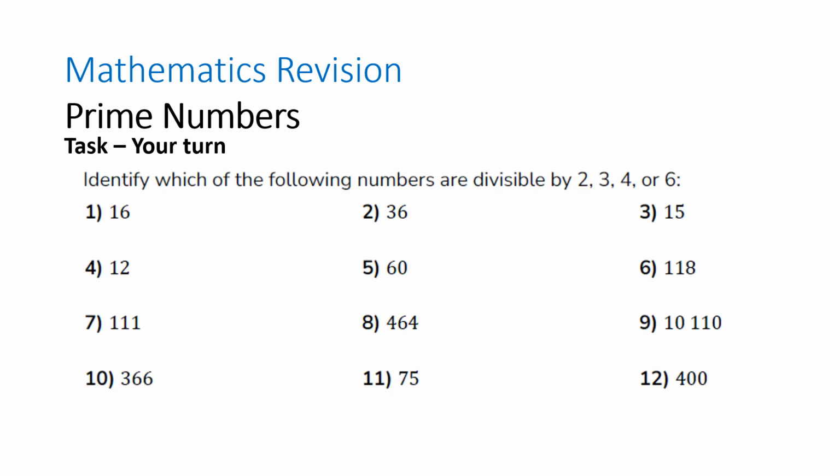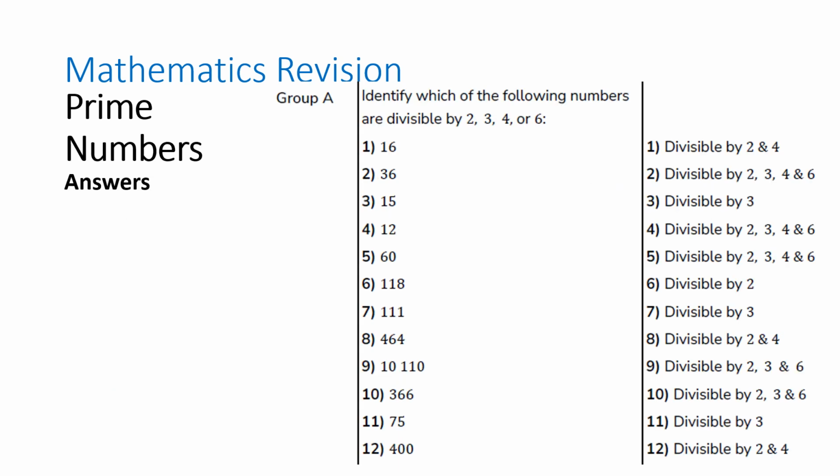Right, you've got some examples to go at. So you're looking at which of the following numbers are on the 2 times table, the 3s, the 4s, the 6s. Some of these numbers might be on more than that, so you would then write down what they are. And there are your answers.